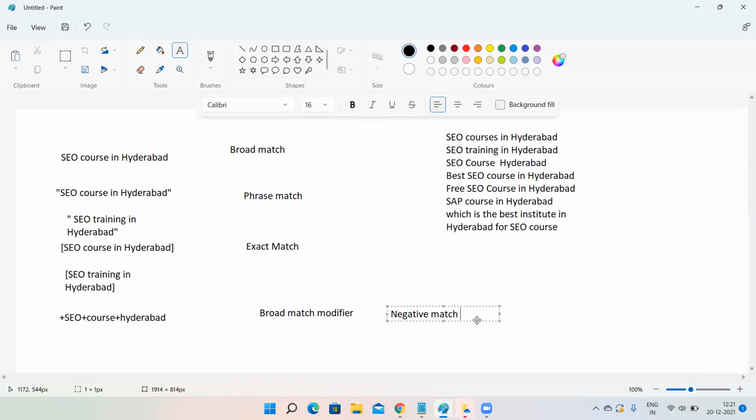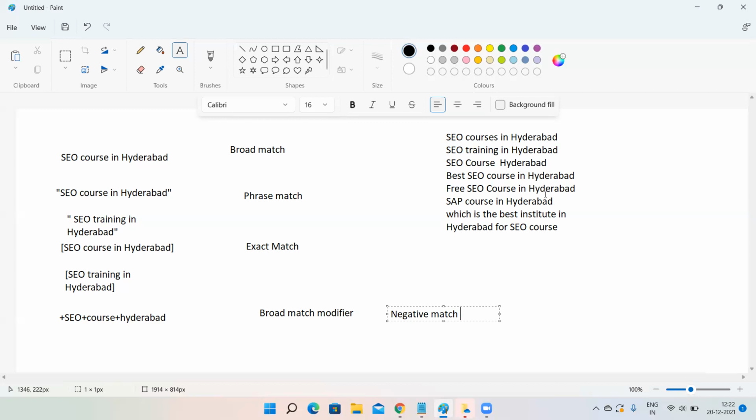That means, even if you use phrase match, suppose you have used the phrase match "SEO course in Hyderabad" and somebody has searched "free SEO course in Hyderabad." Technically, for "free SEO course in Hyderabad" also, your advertisement should appear. But if you take this keyword "free" and turn it into a negative keyword, then even if somebody searches for "free SEO course in Hyderabad," your advertisement will not appear. I'll show you how to take a particular word and turn it into a negative keyword.